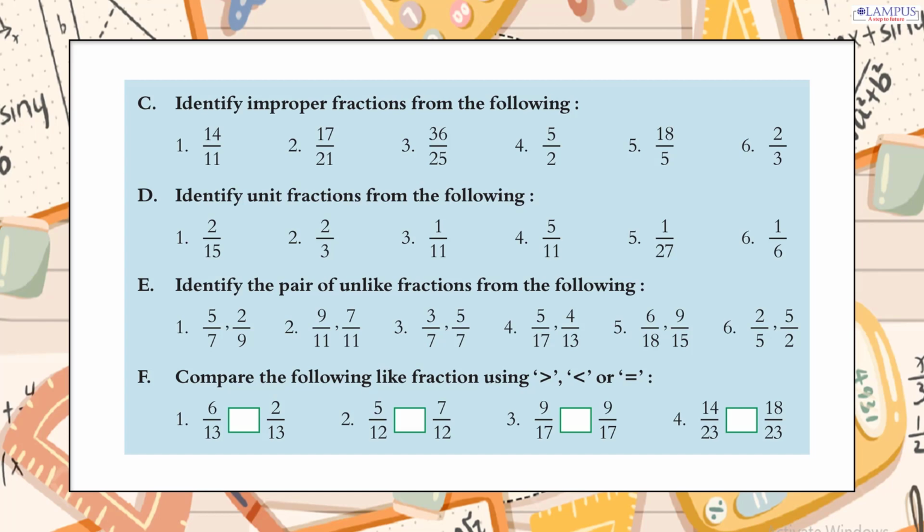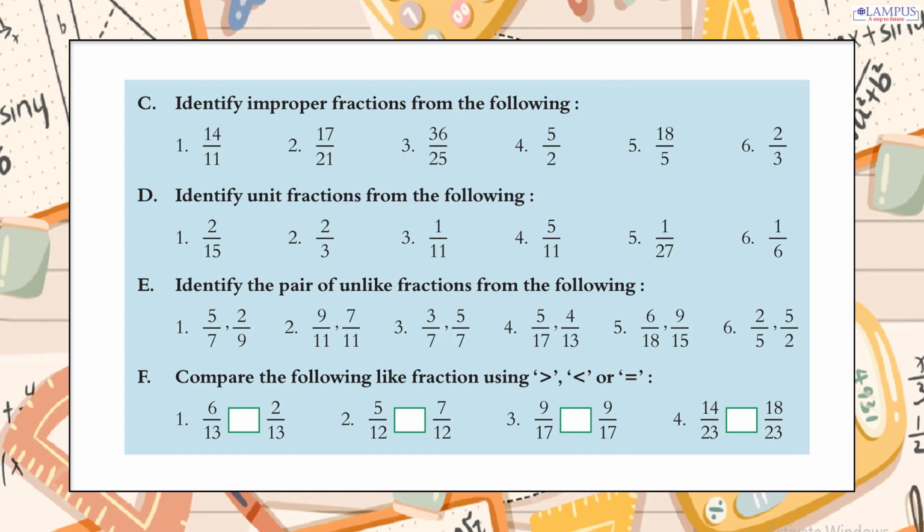E. Identify the pair of unlike fractions from the following. 1. 5 by 7, 2 by 9, 2. 9 by 11, 7 by 11, 3. 3 by 7, 5 by 7, 4. 5 by 17, 4 by 13, 5. 6 by 18, 9 by 15, 6. 2 by 5, 5 by 2.